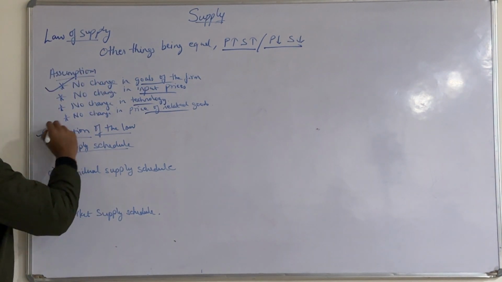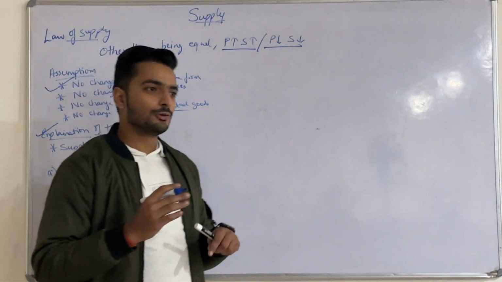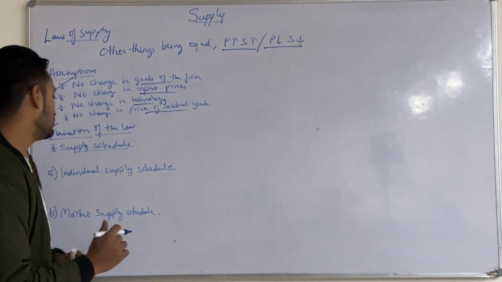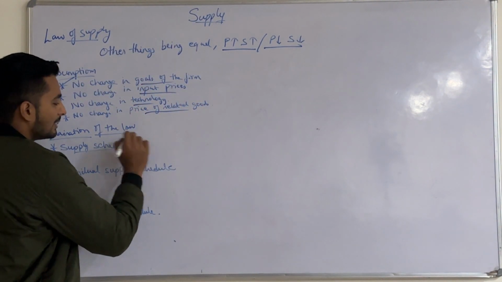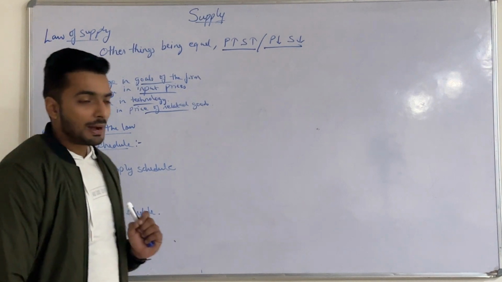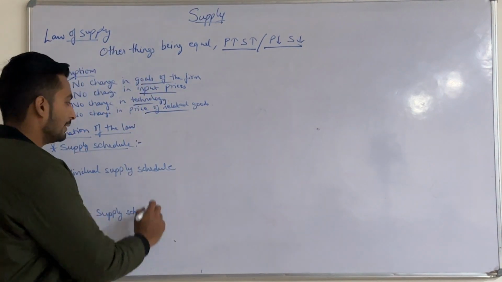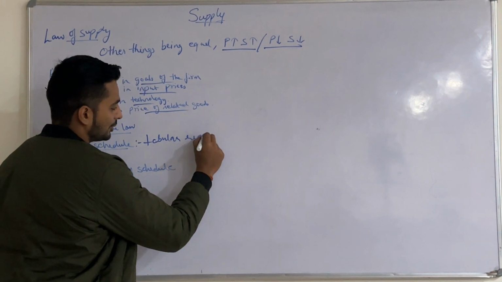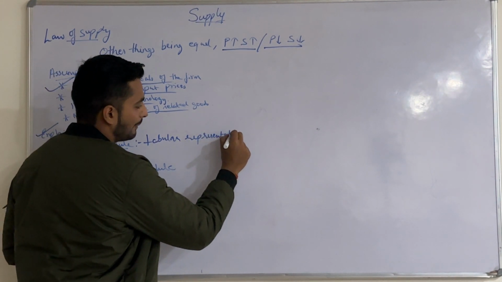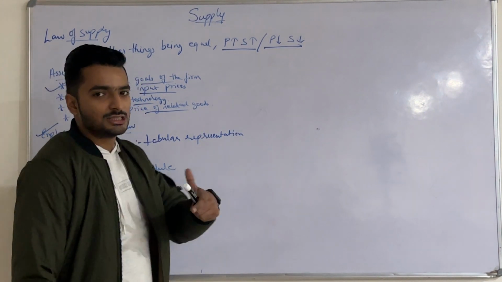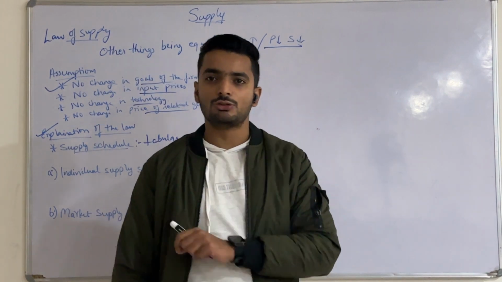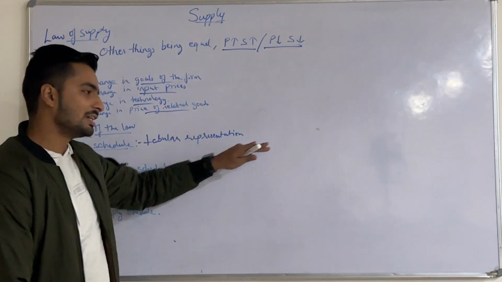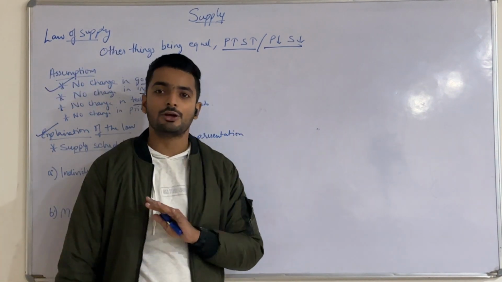Then you have the explanation of the law. Now we have to explain the law with the help of a schedule and graph. Explanation of the law means first we have the supply schedule. Schedule means table. So it shows a tabular representation where the seller is willing to sell at a particular price during a period of time.